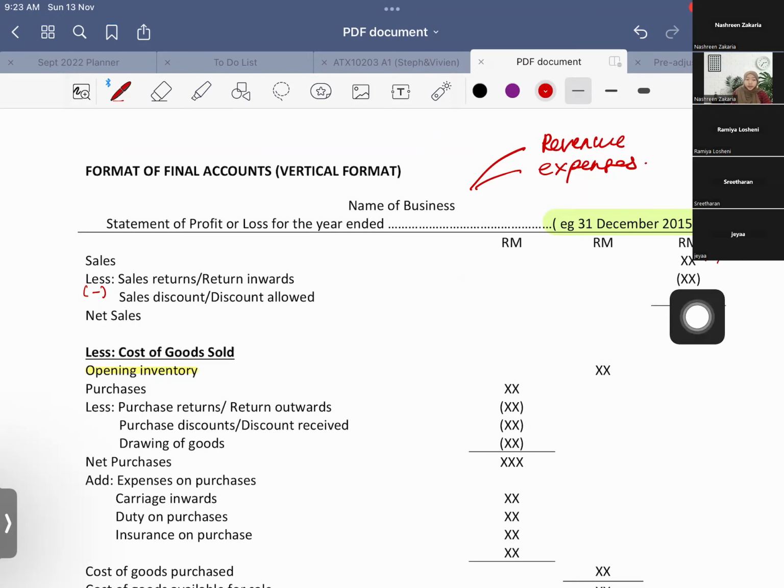So let's say the sales return is 200. So put it like this.